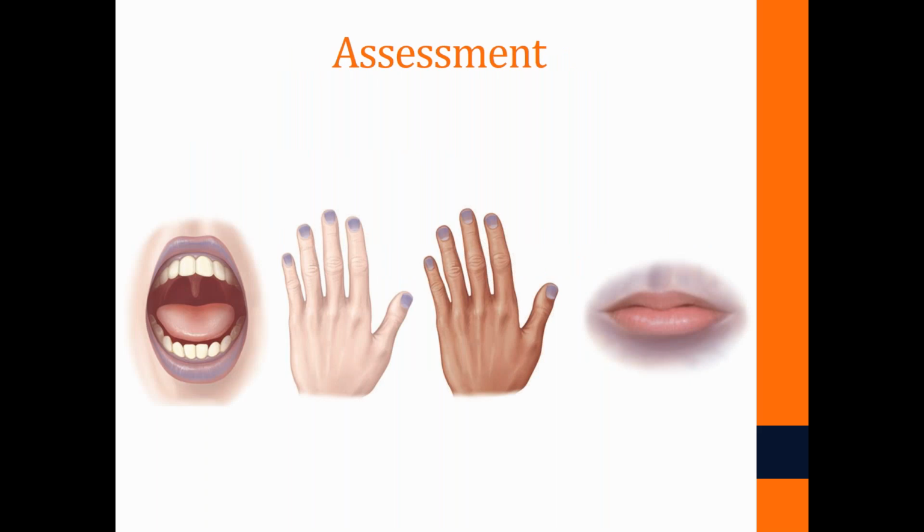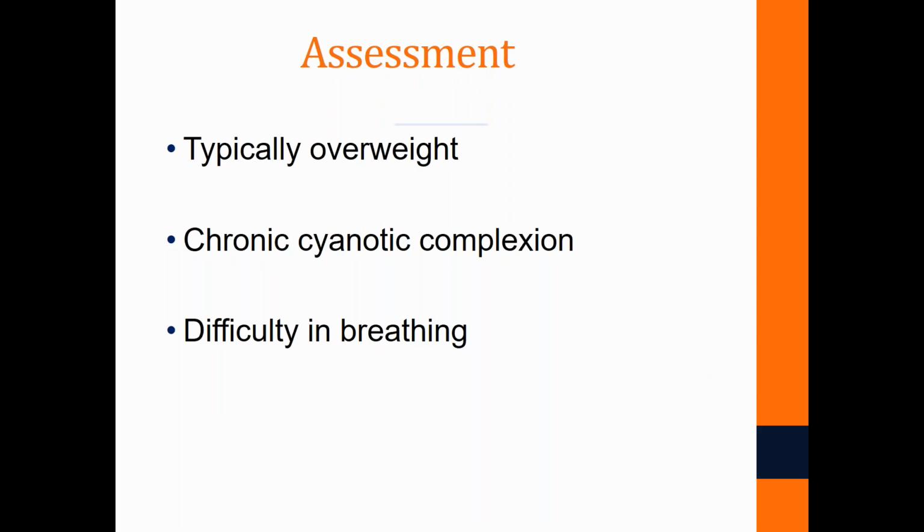These are patients that we expect to be a little bit blue. We may see some bluing around the lips. We may see some bluing in the nail beds the sicker they get. Even their gums and any of the other mucosal membranes may start to have a bluish or cyanotic tint to them. This patient is going to be typically overweight. They're going to have that vigorous, productive cough. They are going to have a chronic complaint of difficulty breathing.